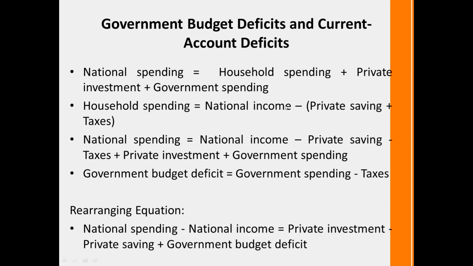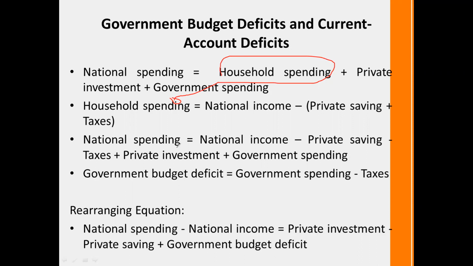taxes. Right? So when we subtract private saving and taxes from national income, we get the household saving. Okay, so that is the household saving part. So household saving we can write as national income minus private saving minus taxes.